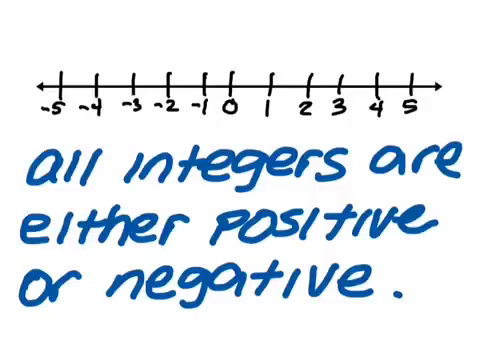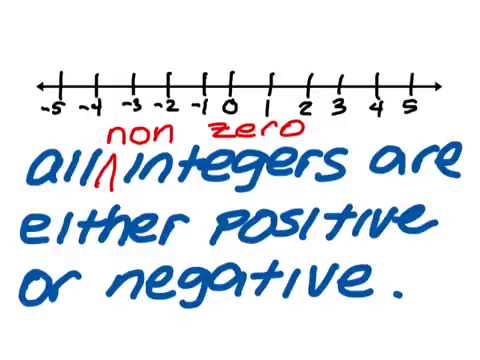Not so fast. This statement is almost true, but it's not exactly true. How can we make it true? By adding two little words. You ready? We'll put them right here. And the words are non-zero. All non-zero integers are either positive or negative.